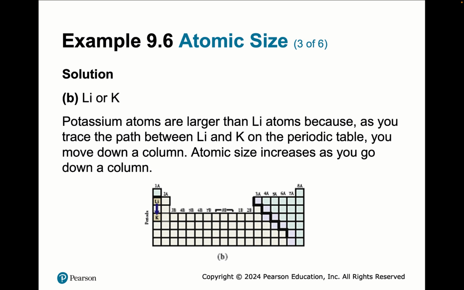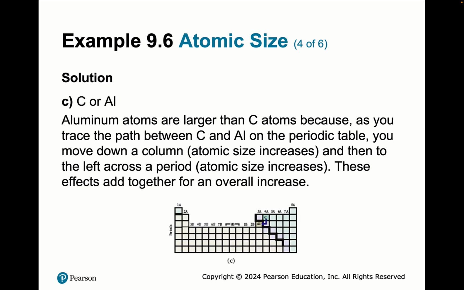And lithium or potassium. As you move down the periodic table in the same column, the atom gets bigger, just because there are more shells. And so the electron cloud is much bigger, and for potassium, since it's lower, it's the bigger atom.